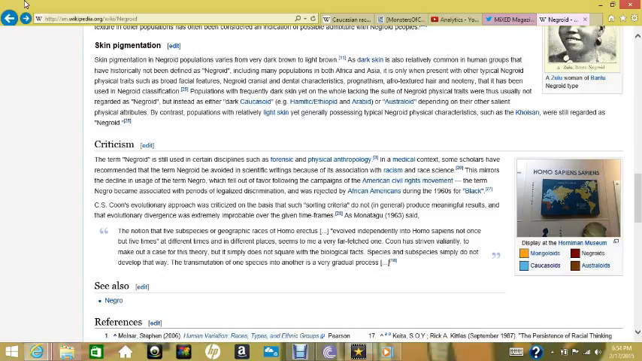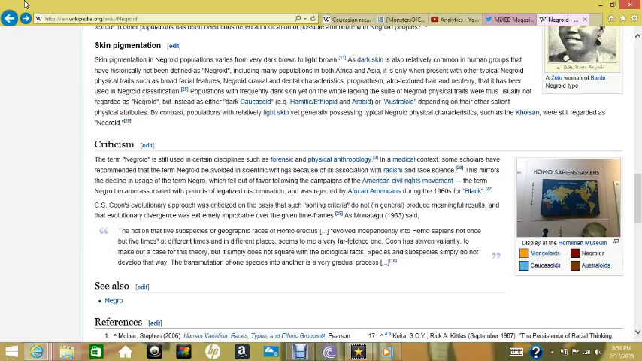Come on, just guess. Because of lack of melanin. This is why they hate the black community for some reason. Because it got something to do with pigment. In the Negroid population, it revolved from the very dark brown to the light brown, as dark skin is relatively common in the human group, so it had historically not been defined as Negro, included in many populations in both Africa and Asia.